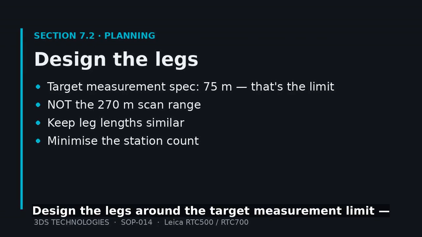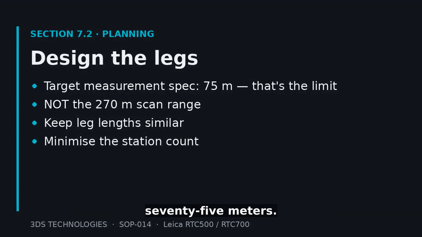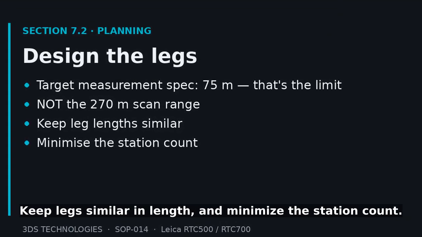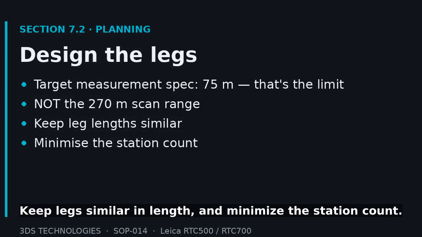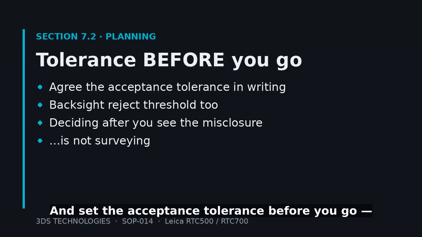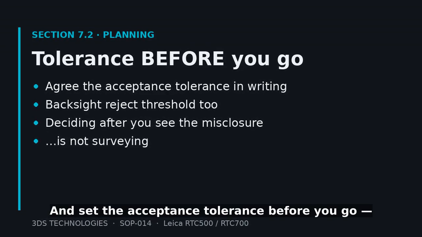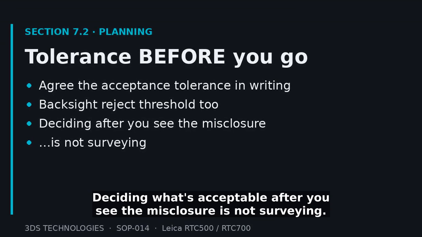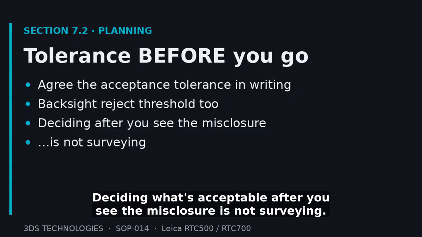Design the legs around the target measurement limit. 75 meters, that's the constraint, not the 270 scan range. Keep legs similar in length and minimize the station count. And set the acceptance tolerance before you go, including the infield backsite reject threshold. Deciding what's acceptable after you see the misclosure is not surveying.